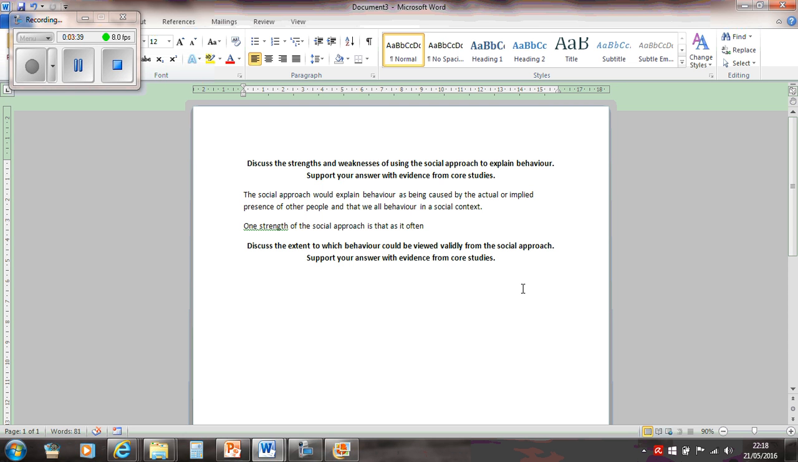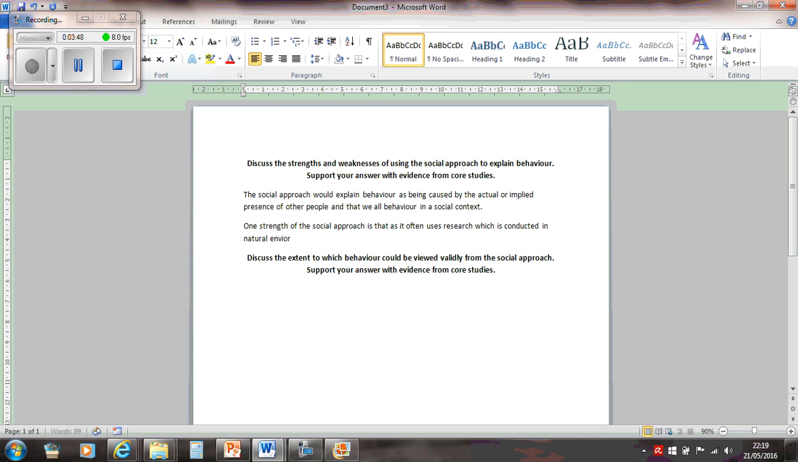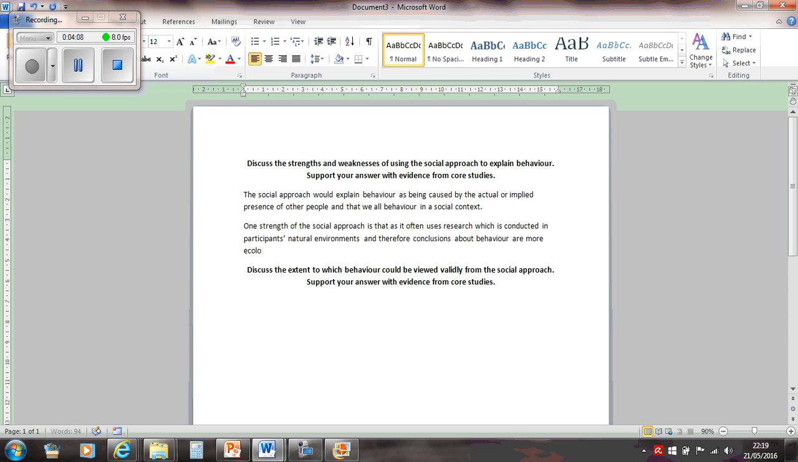One strength of the social approach is that it often uses research which is conducted in natural environments, in participants, and therefore conclusions about behaviour are more ecologically valid. For example, generally the social approach does use observations and field experiments and things like that. So that was how I would word the point.